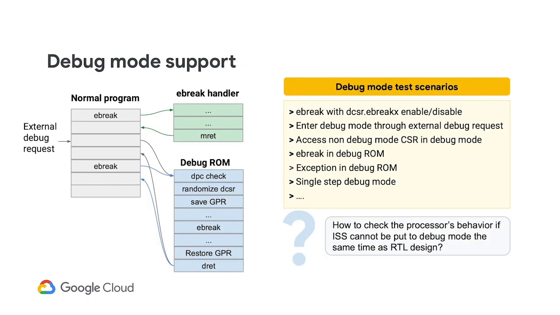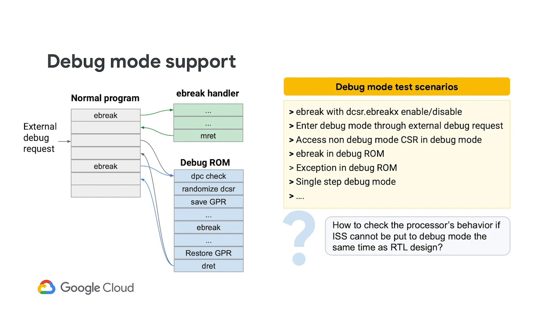So the next thing is the debug mode support. Debug mode has some relevant features on the processor side. In terms of verification, if you enable that test, we will generate a debug ROM in the memory, so that in your testbench you can send debug requests to your core, and this debug ROM will handle all the debug handshake or whatever things for you.